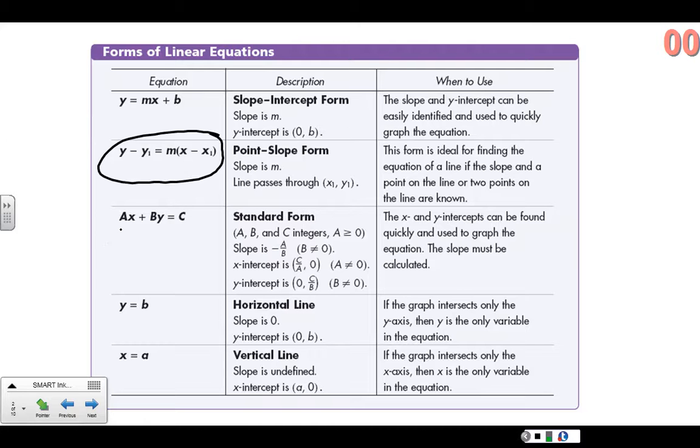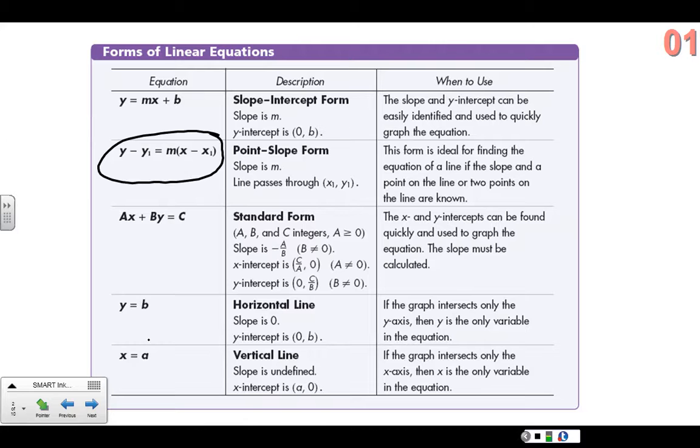Standard form says if you've got your x and y on the same side, your A has to be positive. A, B, and C cannot be fractions or decimals, so you've got to make integer coefficients. We'll talk about that some more as we progress.